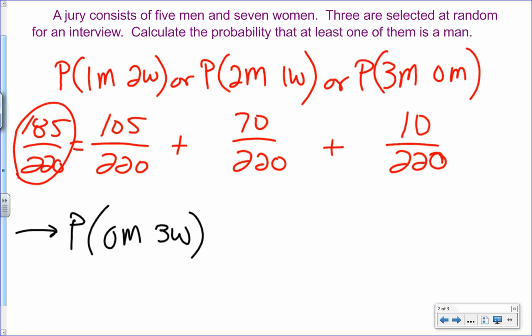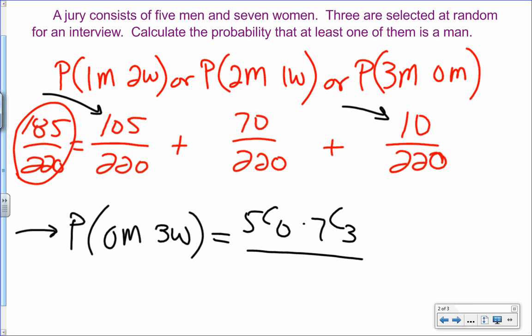Now, in this problem, was it really any faster? No, because we already knew that number, and we already knew this number. What if I didn't know those numbers? Is the complement a way faster way of accomplishing this answer? Most definitely. So let's just do that one quick and see if it comes out the same. So this is 5 choose 0 times 7 choose 3, all over 12 choose 3. Well, 5 choose 0 is not 0. It is 1. And 7 choose 3 is 35. I had to do the math.